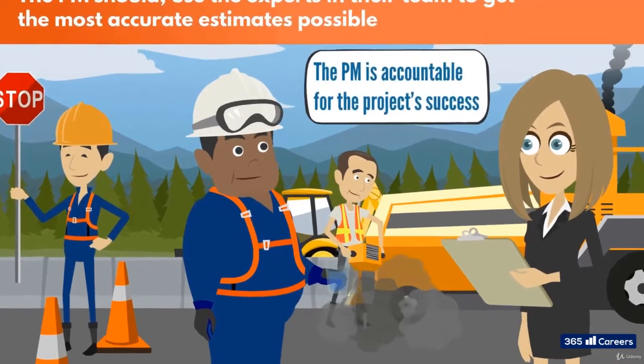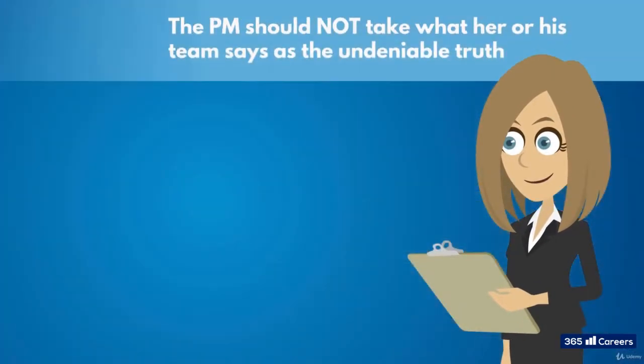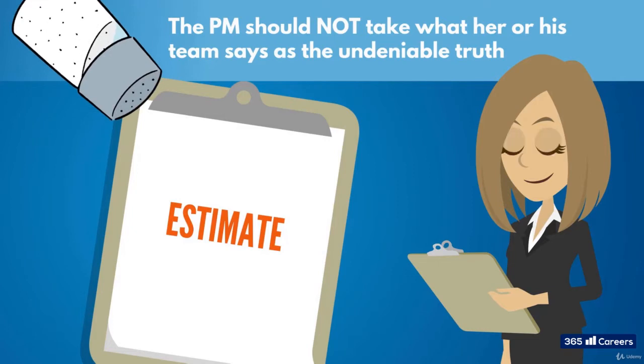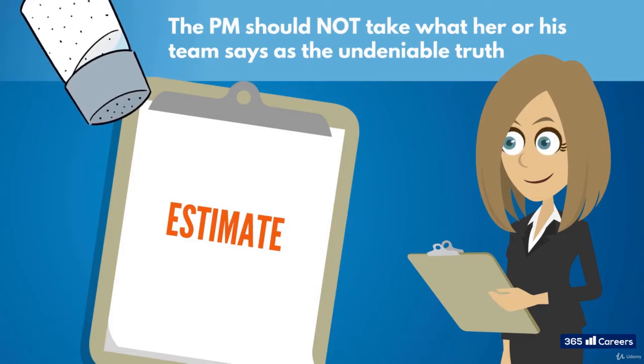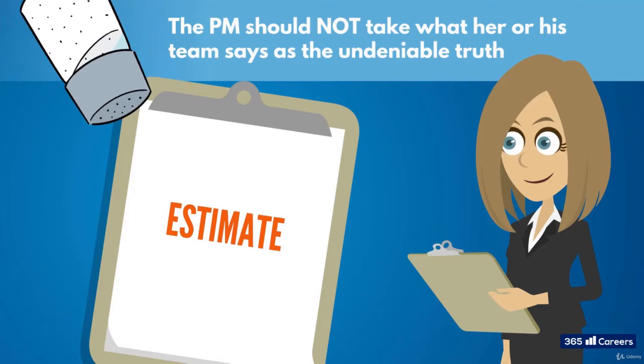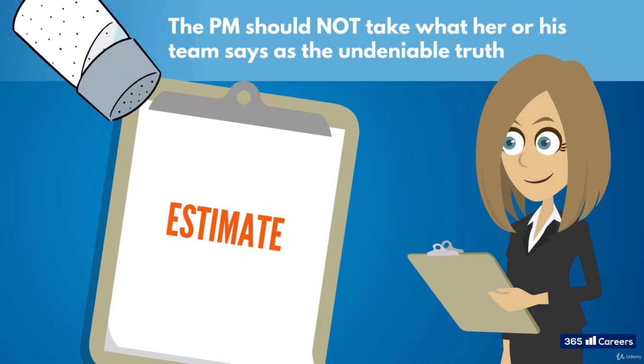With that said, the project manager will often not take what her or his team says as the undeniable truth, without proofreading it first at least. So I bet you're wondering, but why even ask them in the first place if you're just going to estimate a different time? Well, let's look at an example.